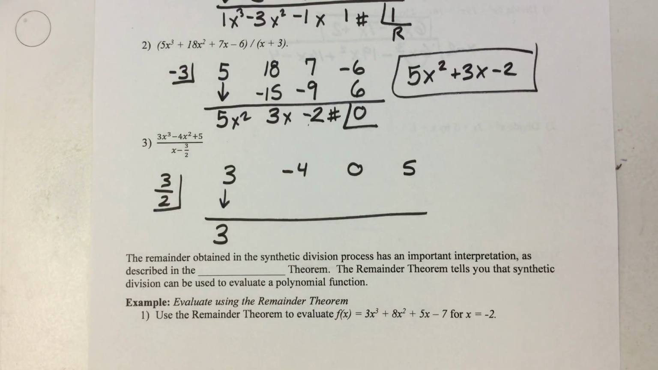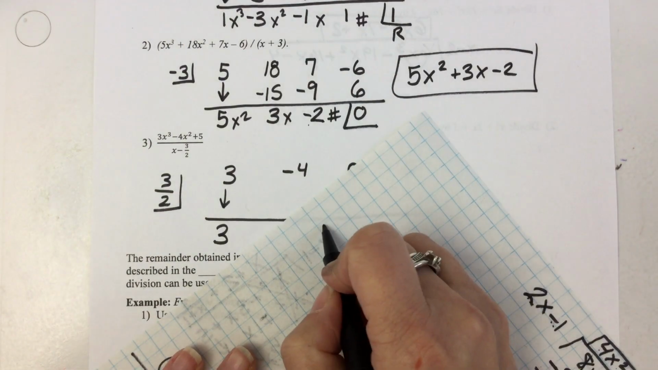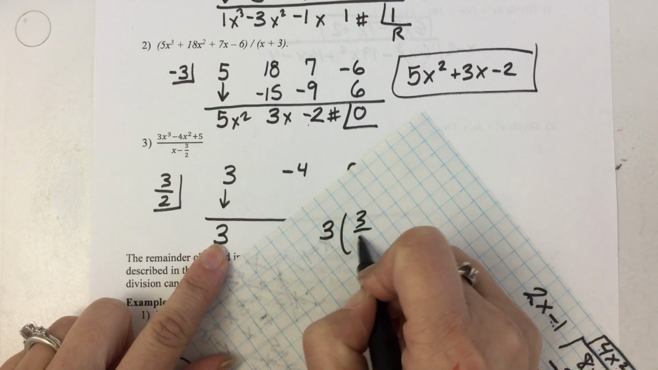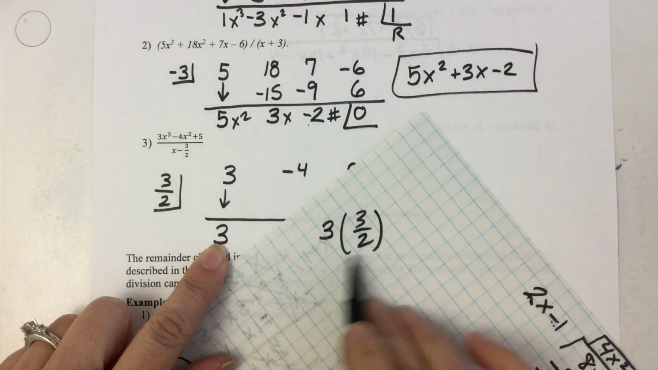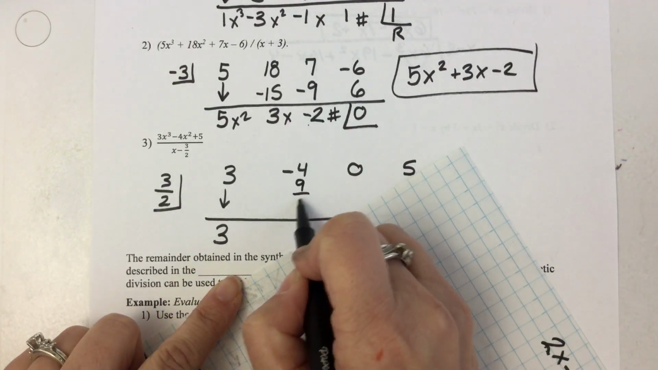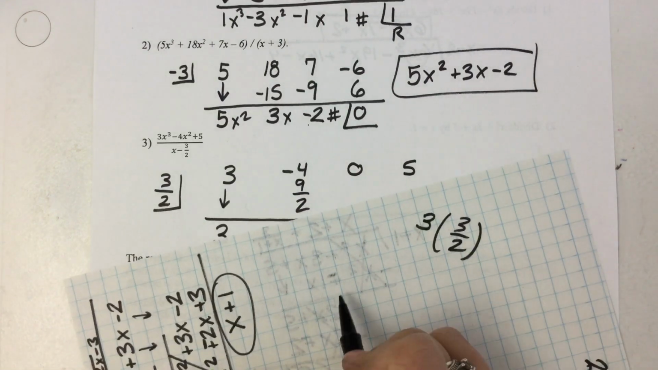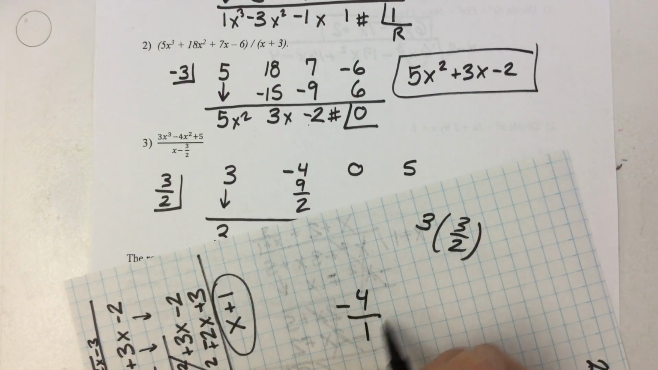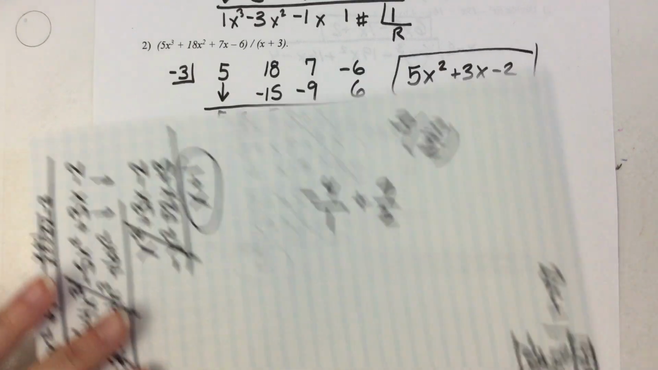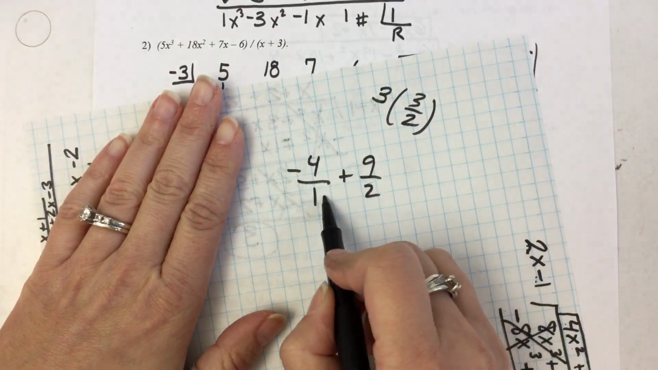Now I'm going to keep a separate sheet of paper here to work on our fractions. If I multiply 3 times 3 halves, top times top, bottom times bottom, so that's 9 halves. Now if I am adding negative 4 over 1 plus 9 halves, I need to have a common denominator.